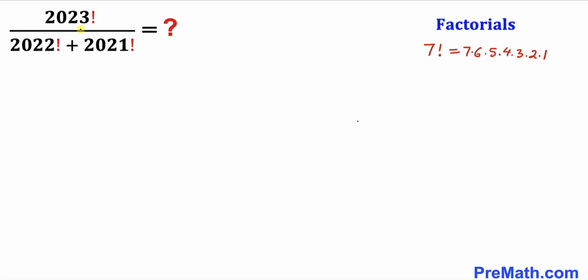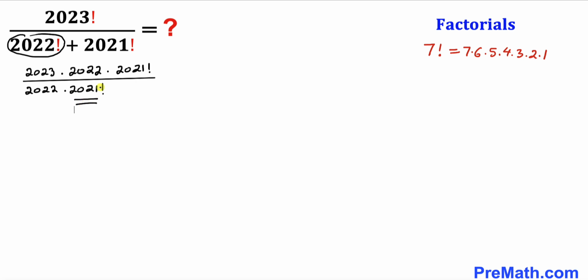And now let's focus on this numerator first. 2023 factorial could be written as 2023 times 2022 times 2021 factorial. We just stopped it at 2021 factorial. Divided by, let's focus now on 2022 factorial. We can write this one as 2022 times 2021 factorial. We are going to stop it over here, and then plus I am going to just copy this one down as it is.